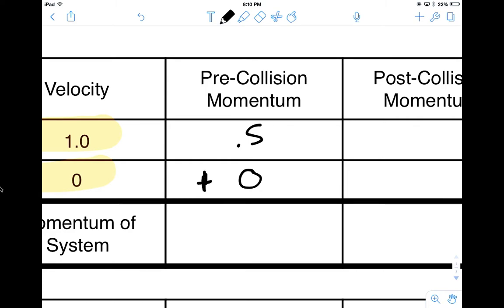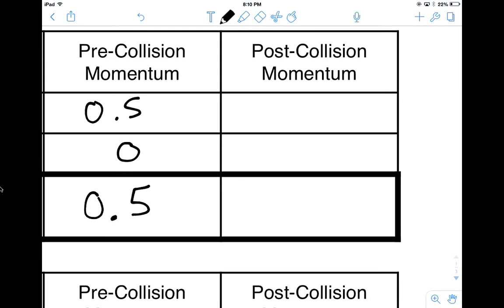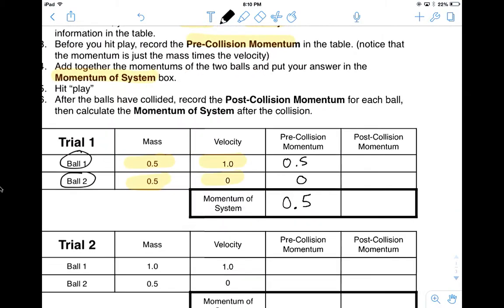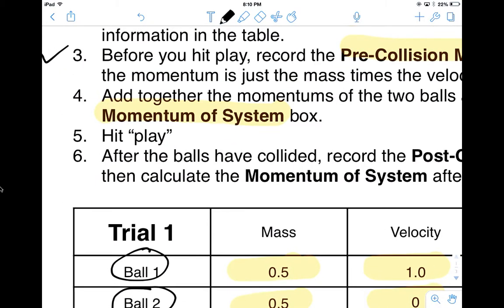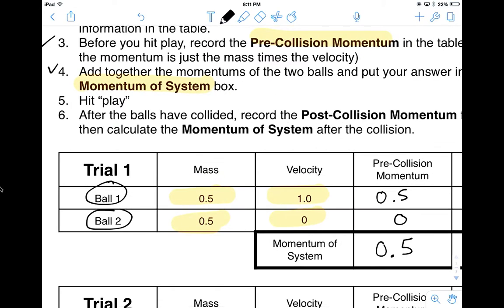and I'm going to get 0.5. I'll make it 0.5. That kind of looks nicer. Okay, so I'm just adding the two together. That's all. We're going to end up doing the same thing over here for post-collision momentum, but that's not yet. All right, so number 4, check. We added the two together. You're going to do this for every one of your trials, guys.